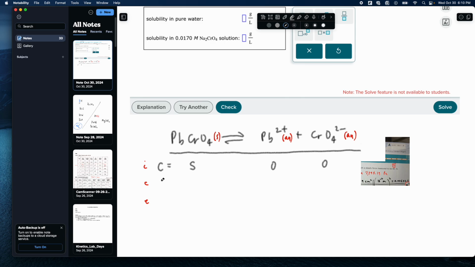So if we have S in the beginning, and that's how much is going to go into solution, then it all goes in. So the change is going to be minus S. It looks like this is a 1-to-1 ratio, so it's going to be plus S and plus S. After we reach equilibrium, we have none of that left, because that was what we were asking: how much goes in the solution? All of it. And so we're going to have S here and S here.